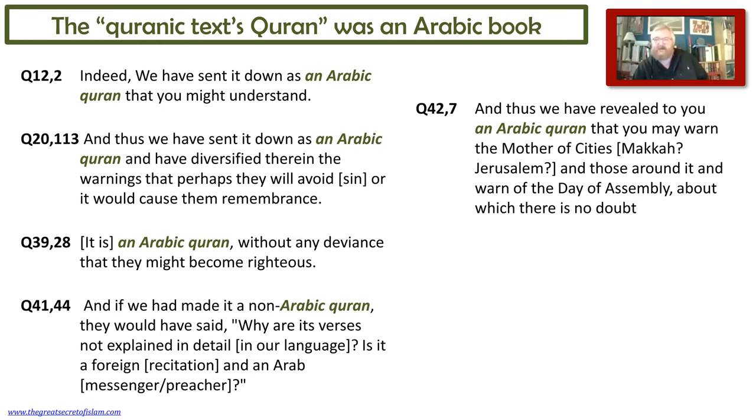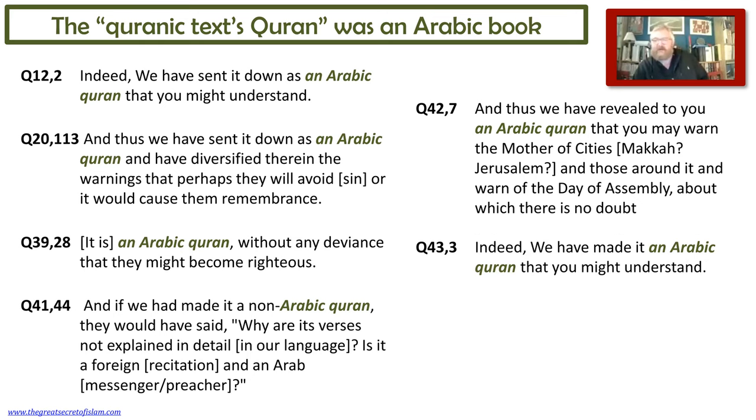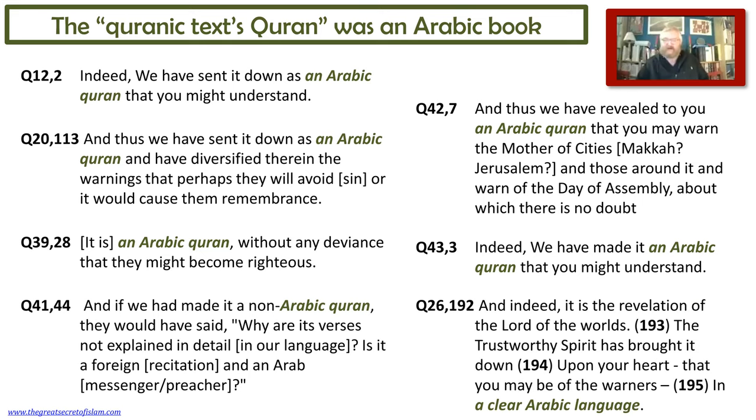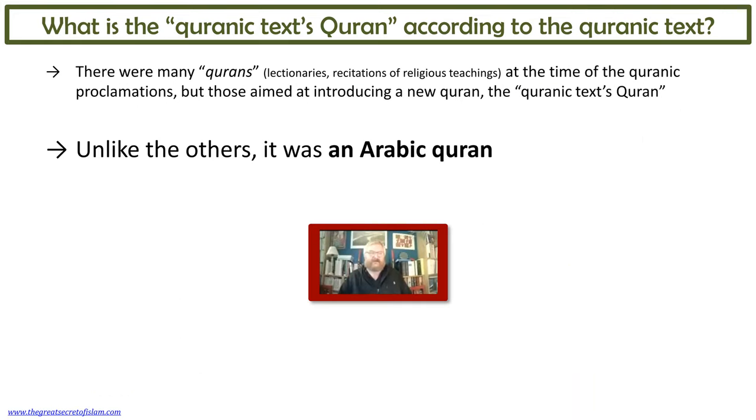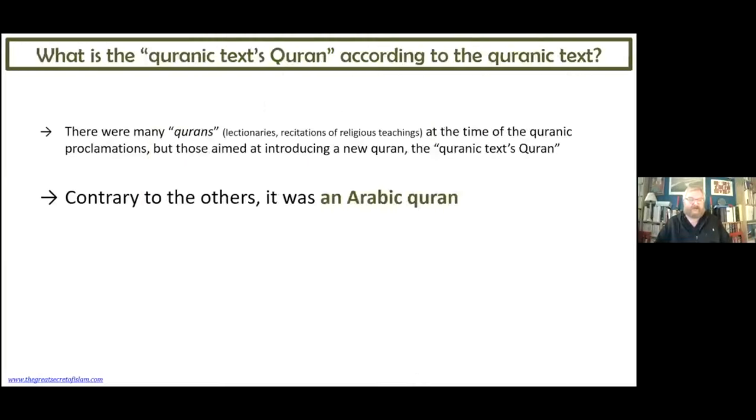"And thus we have revealed to you an Arabic Quran that you may warn the mother of cities." "Indeed, we have made it an Arabic Quran that you might understand." Again, it's about an Arabic Quran. "It is a revelation of the Lord of the worlds in a clear Arabic language." So I think you get my point. The Quran that we are talking about, the specific Quranic text, Quran, is an Arabic Quran, contrary to the others.